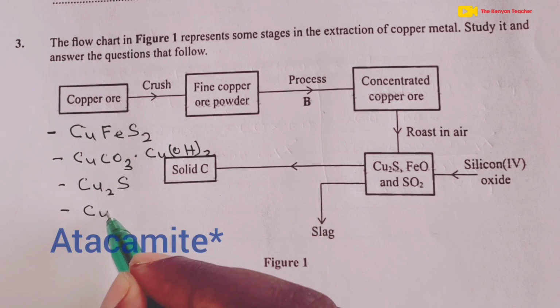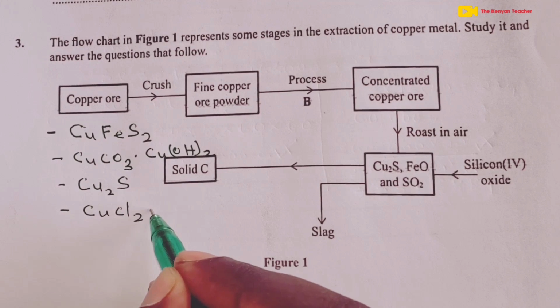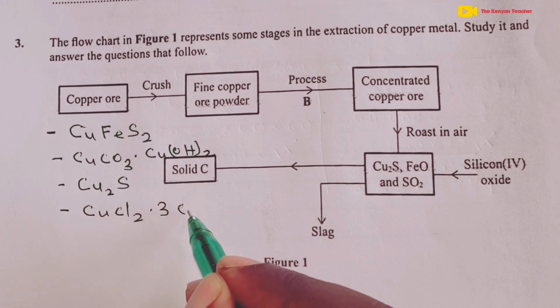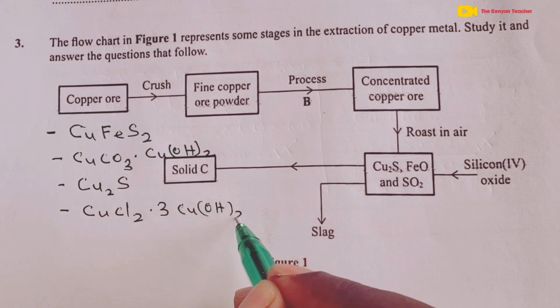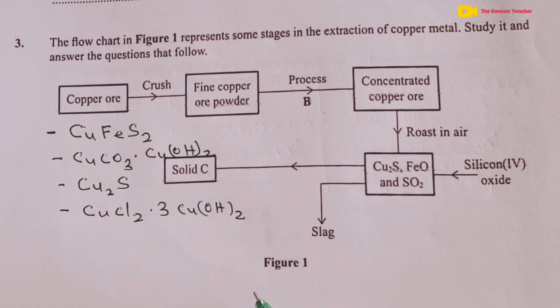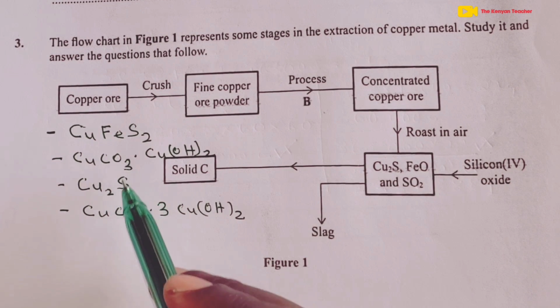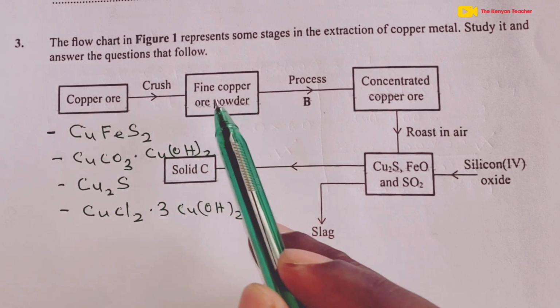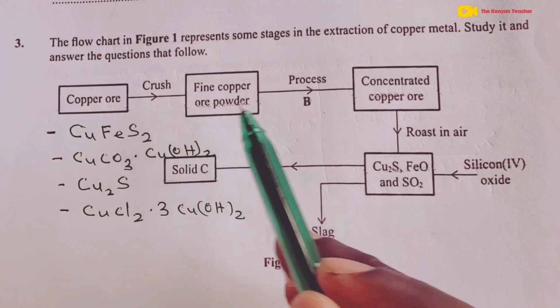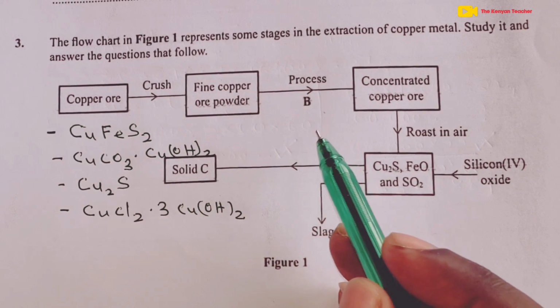And then we have atacamine. Atacamine has the formula here. This formula would be simplified as basic copper chloride. So it is one of these ores that we have here. We are going to crush it into fine powder, and then it undergoes process B.